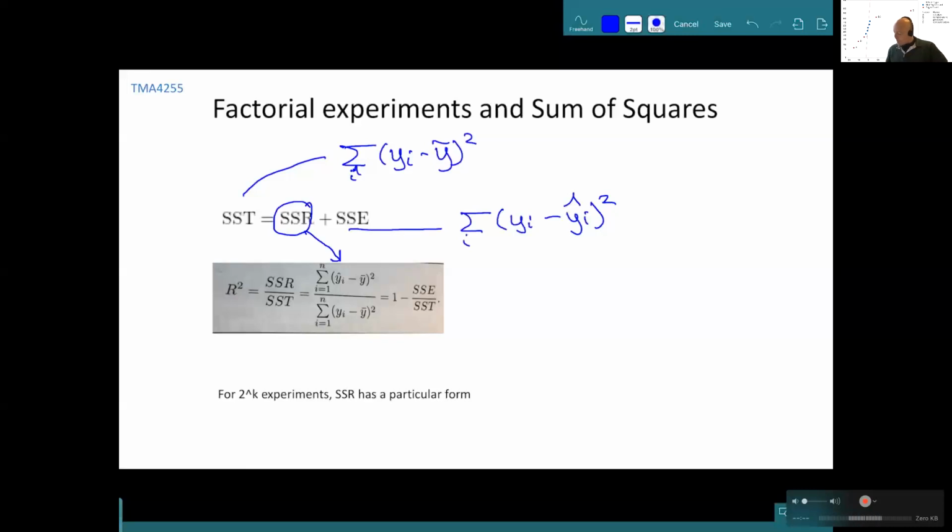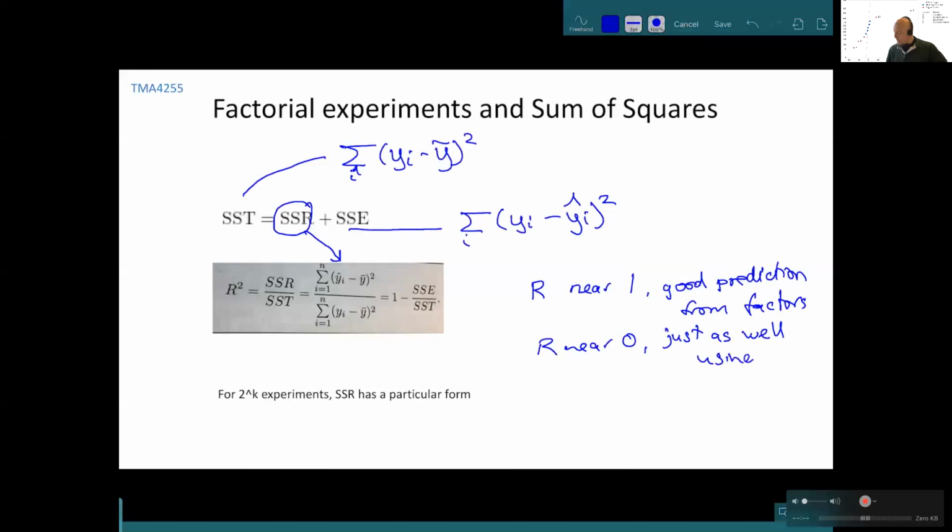So if r here is near 1, it means that we have sort of good prediction from factors. If r is near 0, it means we are just as well using the mean. It doesn't matter so much. The factors don't really affect the response. We can just use the mean.